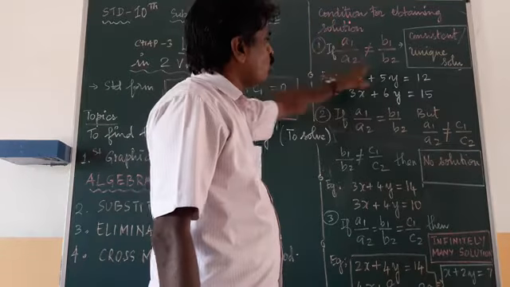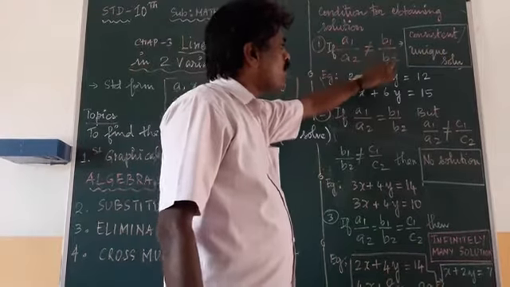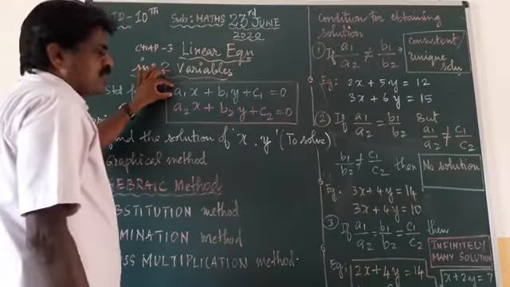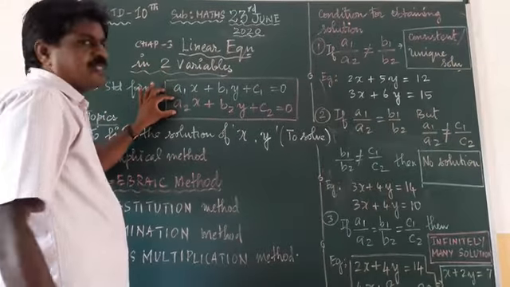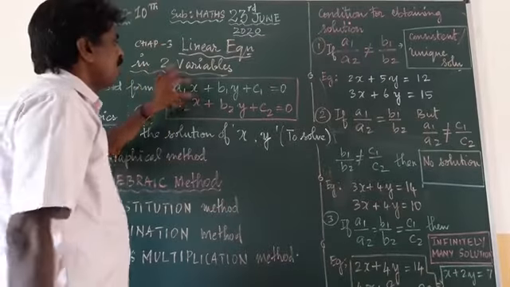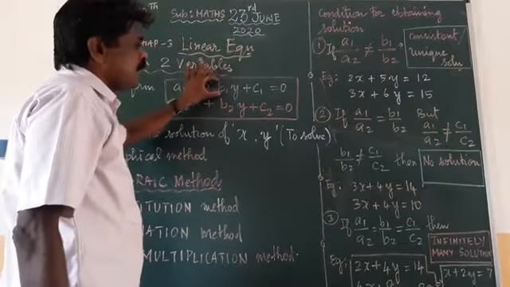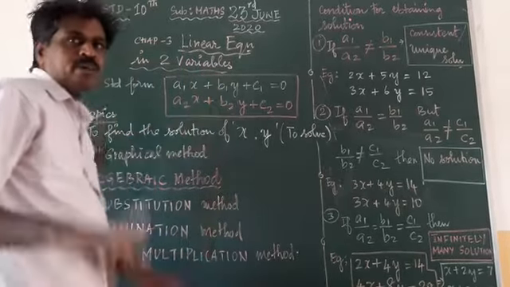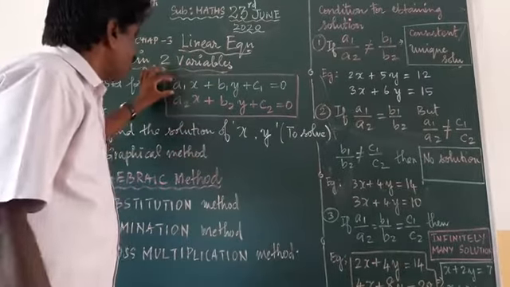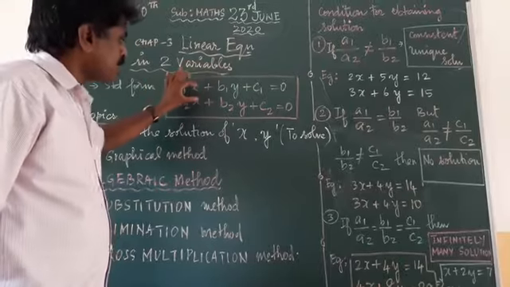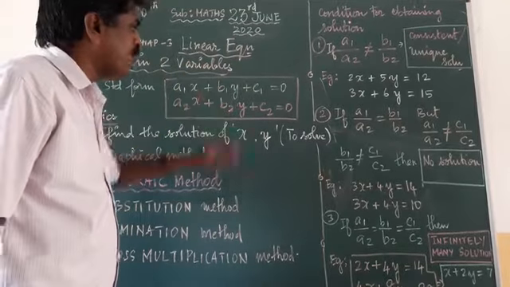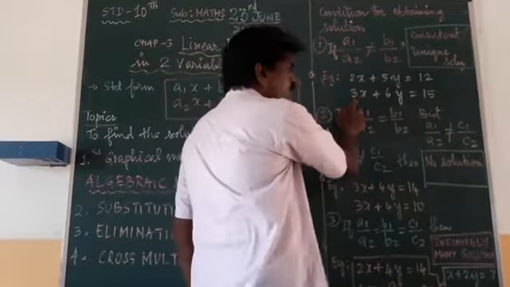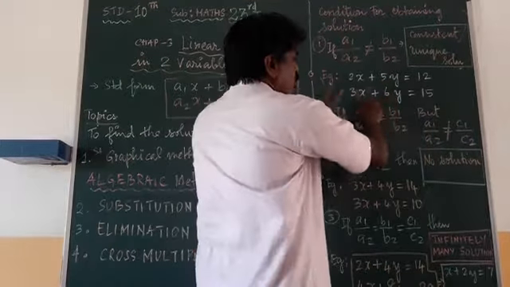If a1 upon a2 is not equal to b1 upon b2. That means what? See in your standard form, a1 is the x variable coefficient in the first equation, a2 is the coefficient of x in the second equation. b1 is the y variable coefficient in the first equation. b2 is the y variable coefficient in the second equation. a1 upon a2 is not equal to b1 upon b2. That means what you see in the example: 2 upon 3, 5 upon 6, both are equal?